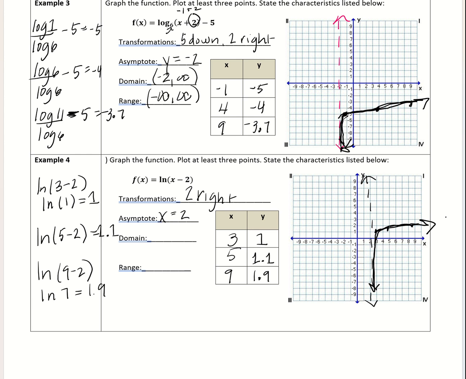And then the domain on this one will be from 2 to infinity because it's 2 to the right. And then the range will be negative infinity to infinity.